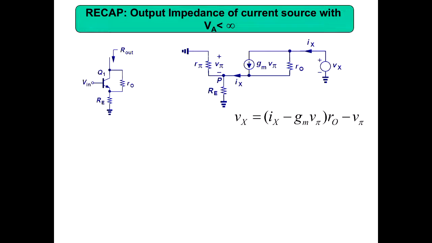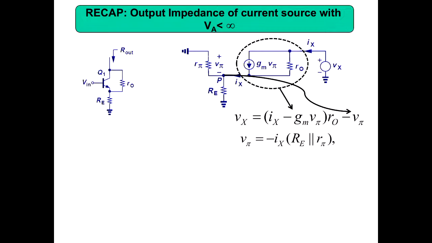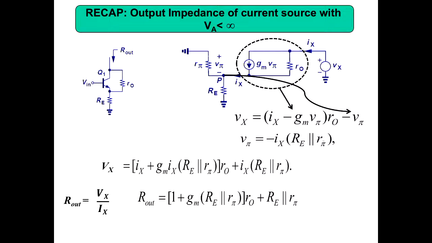Then we can write down Vx equal to Ix minus Gm into V pi, that is the current flowing through this RO, into RO, minus V pi. That is KVL in this direction. And V pi equals, if you measure V pi here, minus Ix into Re parallel R pi. We did it several times. And we remember this equation, we derived R out with Re, which is equal to 1 plus Gm into Re parallel R pi, into Ro plus Re parallel R pi, which we already derived.